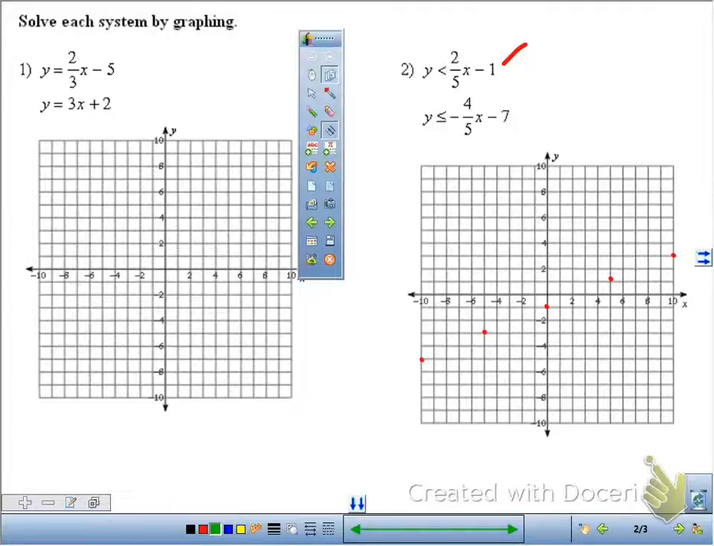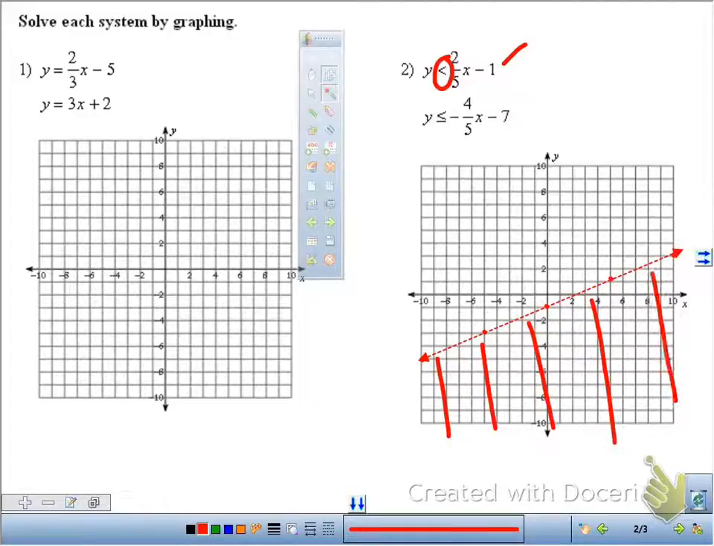And you got to think about what type of line you need. In this particular one, you need a dotted line. And then this is a less than sign, so I'm going to shade down. Remember, I have 2 of them here, so I'm not going to color it in all the way. I'm just going to mark that it goes that direction. I just put 5 lines in that direction.